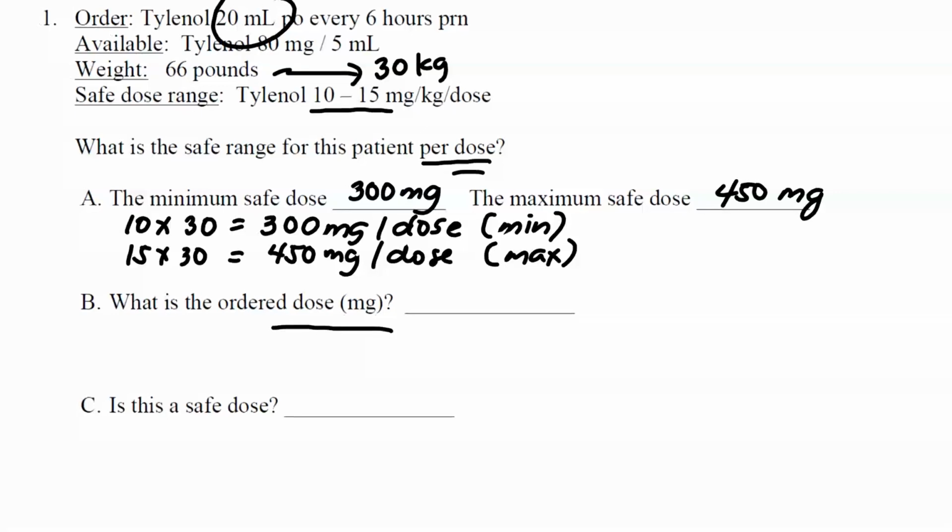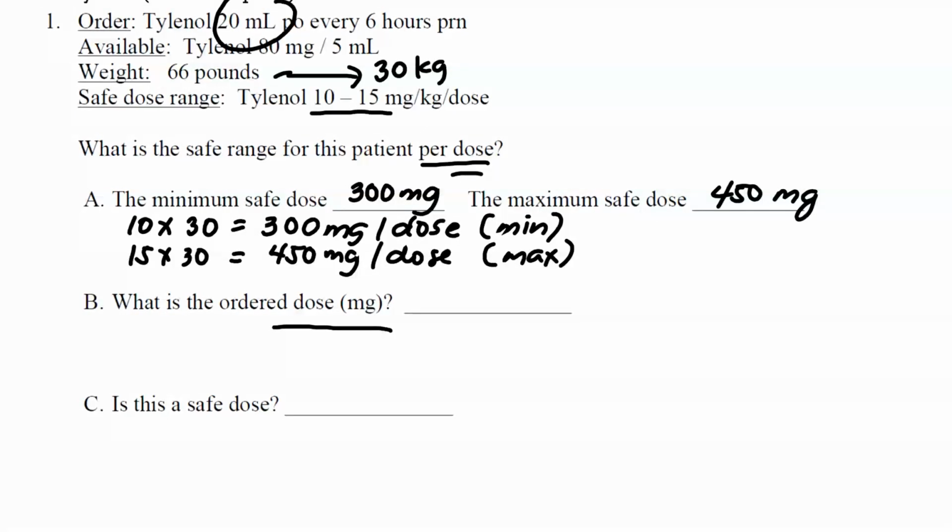So what is the ordered dose in milligrams? So as you can see, the order is in ml, right? So because it's in ml, there's a little bit of change with that formula that we're using, right? So let's use our supply. So we're given Tylenol 80 milligrams in 5 ml. So first we write 20 ml, right? Multiplied by, so look at the ml, right? So we can cancel it out. The ml should go to the bottom, right? So 5 ml. So 20 ml times 80 milligrams over 5 ml.